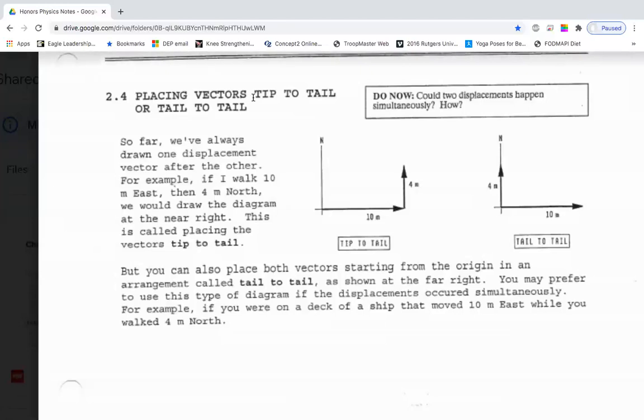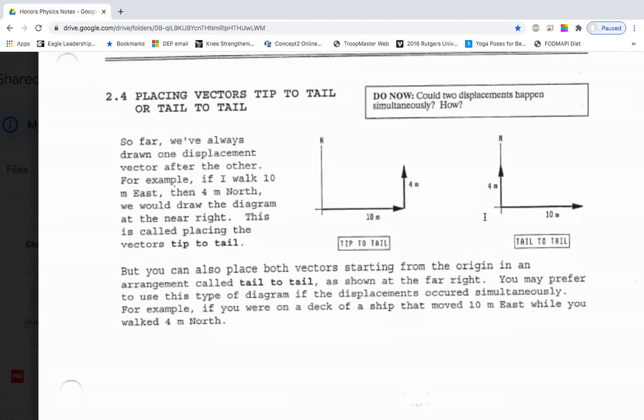Now, this section is on placing vectors tip to tail or tail to tail. When we do the displacement vectors in the Orienteering Lab or the treasure map, we did one vector, then the other. This is called placing the vectors tip to tail. The tip of this vector is to the tail of the next one. It helps us see where we're going from start to finish. But there's another way of drawing these vectors, and that's tail to tail. This vector and this vector are having their tails touch. If you were on the deck of a ship that was moved 10 meters east while you walked 4 meters north, those motions happen simultaneously. And sometimes we want to represent that by putting them tail to tail.